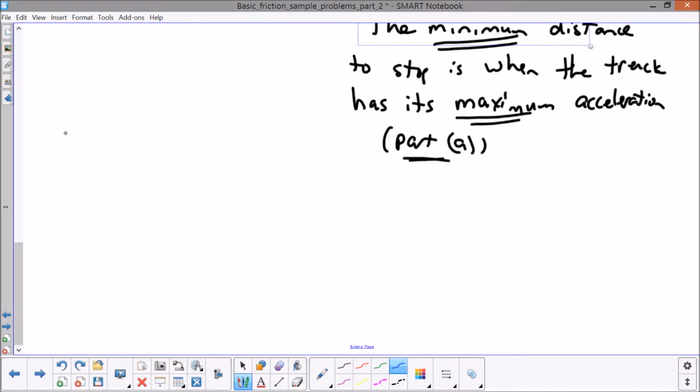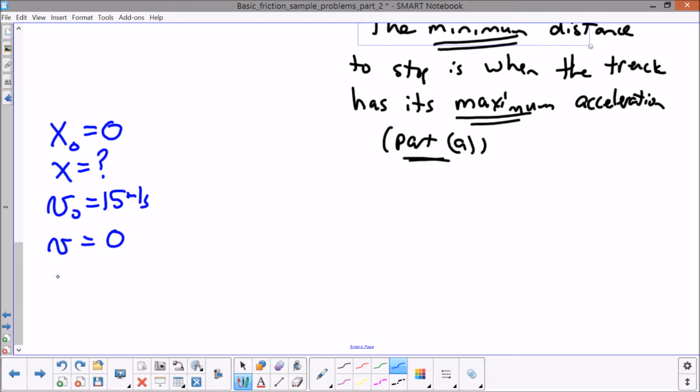So as we go to set this up, we have that the starting position is 0. We're trying to find what distance it stops in. We know that the initial velocity was 15 meters per second. We know that the final velocity is 0, because it's stopping. And the acceleration that we have is our acceleration from Part A, which is negative 3.4986 meters per second squared.